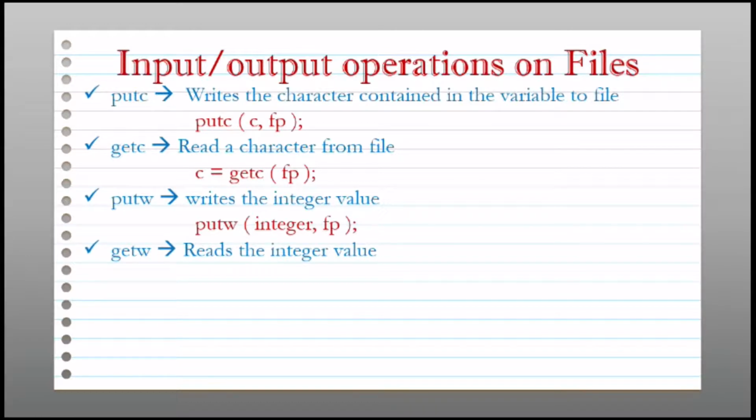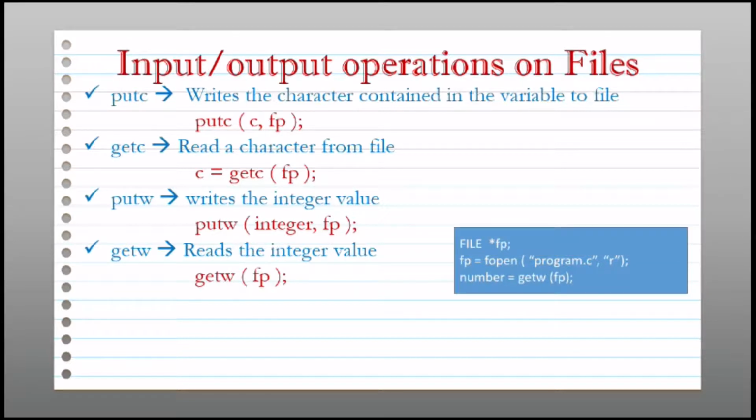Next, getw. Again it is similar to getc. In getc we are reading a single character, but here we are reading an integer value. This is the syntax: getw and in brackets we have to mention the file pointer. Again we are opening the file for reading. Here we are using the getw function with the file pointer in brackets. When we read one integer value, we store that value into one variable, number.